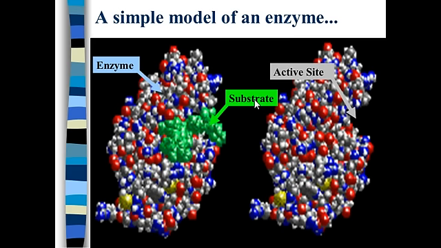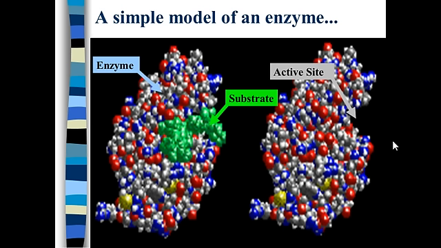Sucrose, of course, is a disaccharide. The active site is the notch over here on the side of the molecule, or the side of the enzyme, where our substrate fits in. So in this diagram, we're looking at the enzyme substrate complex, which is formed by the enzyme combining with the sucrose substrate.